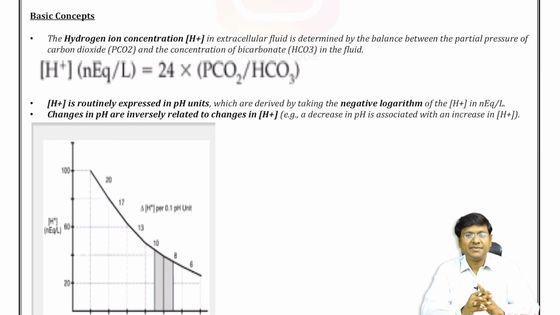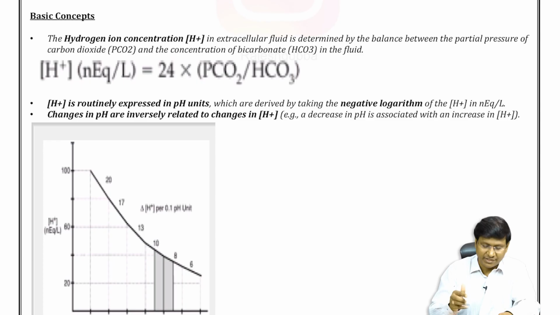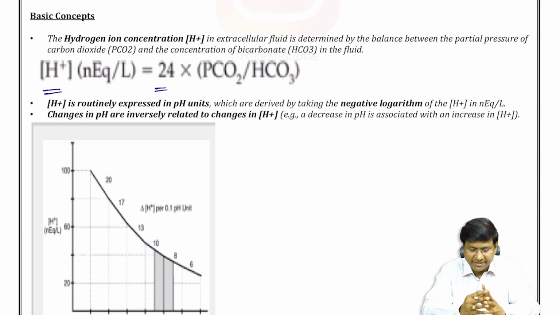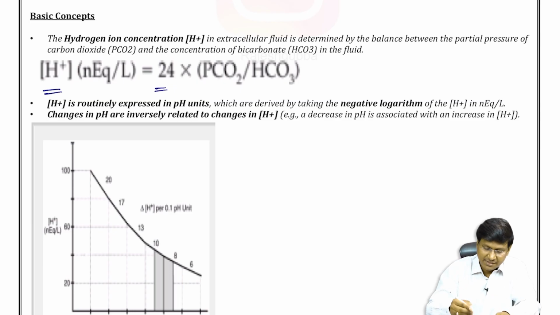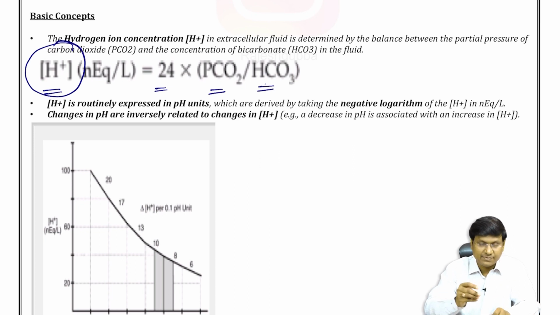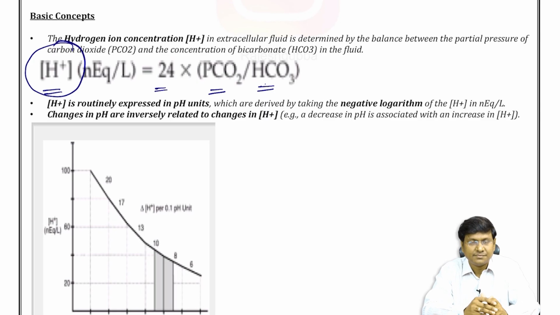In this particular section, I'll be doing a quick revision of acid-base interpretations. The very important equation that you need to remember throughout is: H plus ion is equal to 24 multiplied by the partial pressure of carbon dioxide divided by bicarbonate. That means the H plus ion concentration in our body depends completely on the carbon dioxide levels as well as the bicarbonate levels, right?